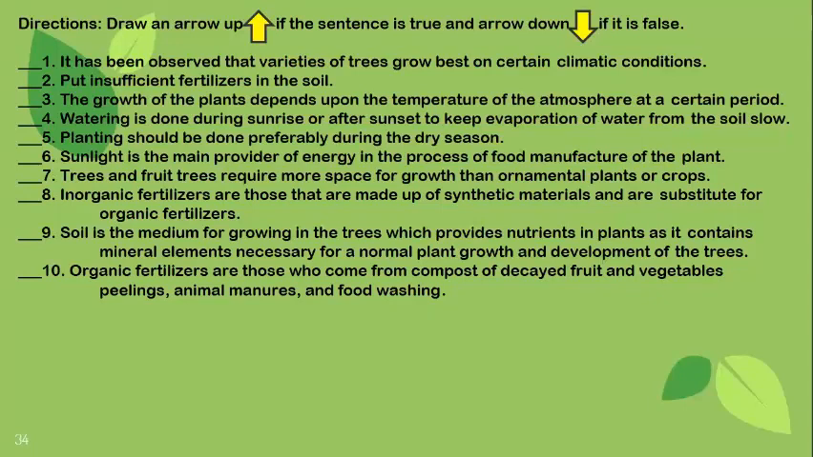Okay, number 1, it has been observed that varieties of trees grow best in certain climatic conditions. Arrow up or arrow down? Number 2, put insufficient fertilizer in the soil. Number 3, the growth of the plants depends upon the temperature of the atmosphere at a certain period. 4, watering is done during sunrise or after sunset to keep evaporation of water from the soil low.